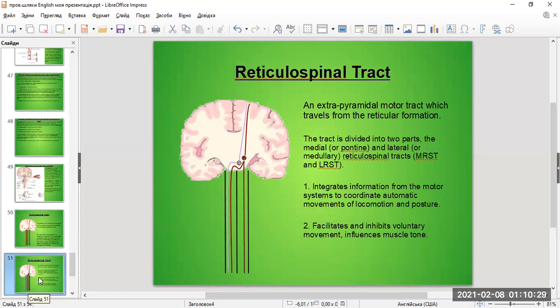Reticulospinal tract, an extrapyramidal motor tract which travels from the reticular formation. The tract is divided into two parts, the medial or pontine and the lateral or medullary reticulospinal tract. It integrates information from the motor system to coordinate automatic movements of locomotion and posture. It facilitates and inhibits voluntary movement.